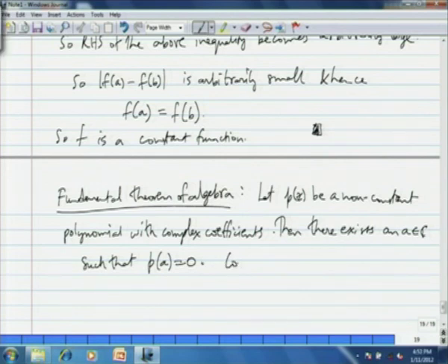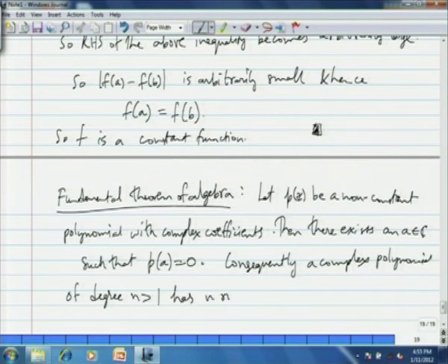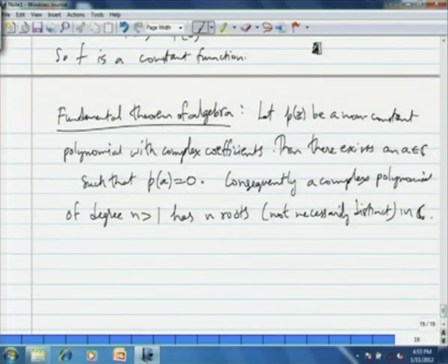Okay. So, applying this repeatedly, we get that consequently a complex polynomial of degree n greater than 1 has n roots, not necessarily distinct, in C. So, the degree tells us the number of roots, possibly non-distinct ones, of the polynomial. Okay. So, that is, for example, not true for real polynomials, right? Because the polynomial x squared plus 1 in real numbers does not have any 0.